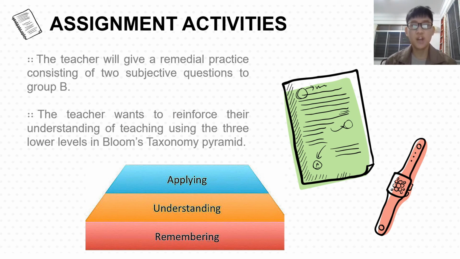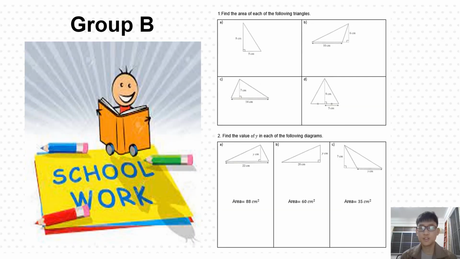The teacher will give a remedial practice consisting of 2 subjective questions to Group B students. The teacher wants to reinforce their understanding of the teaching by using the 3 lower levels in Bloom's taxonomy pyramid, which are applying, understanding, and remembering. So these are the questions provided to Group B students.